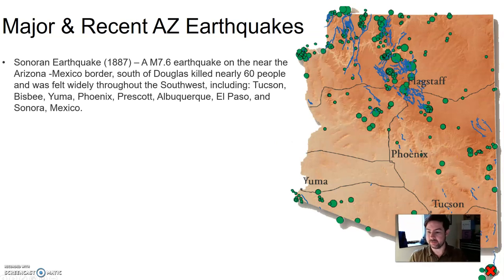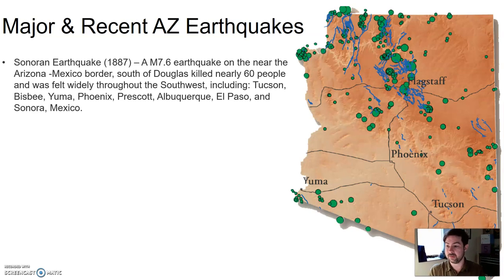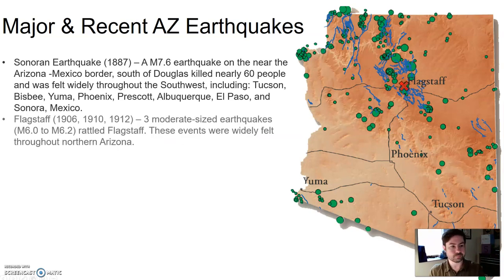So, you can't see it because I'm blocking it, but down here, the Sonoran earthquake of 1887. So just outside the border, just south of Douglas, it was a magnitude 7.6 earthquake, which is rather large. More on that number in another section. So a rather large earthquake, killed 60 people, felt throughout the Southwest, including Tucson, Yuma, Phoenix, all the way up into Prescott and Albuquerque and over into Texas as well. So that was kind of a bigger one, a little bit older though.